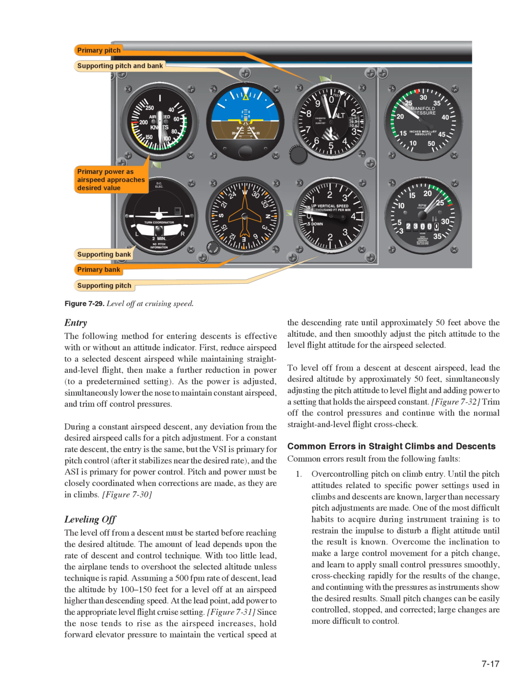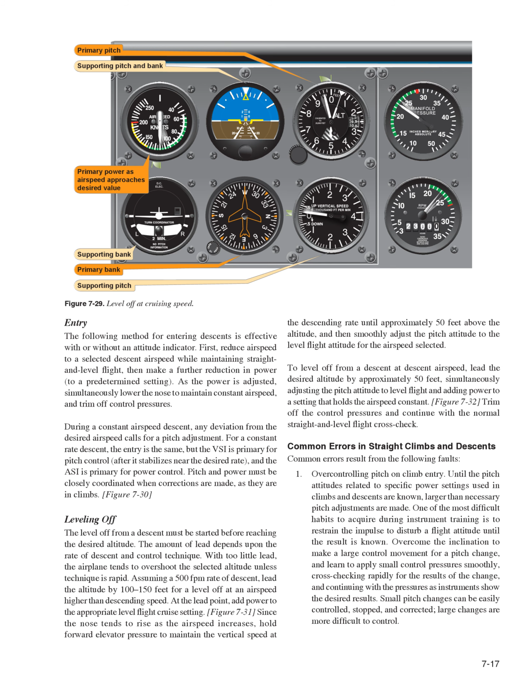Entry: the following method for entering descents is effective with or without an attitude indicator. First, reduce airspeed to a selected descent airspeed while maintaining straight and level flight, then make a further reduction in power to a predetermined setting. As the power is adjusted, simultaneously lower the nose to maintain constant airspeed, and trim off control pressures. During a constant airspeed descent, any deviation from the desired airspeed calls for a pitch adjustment.